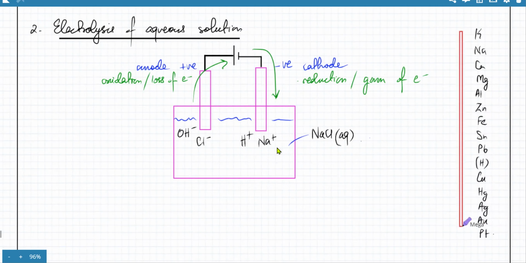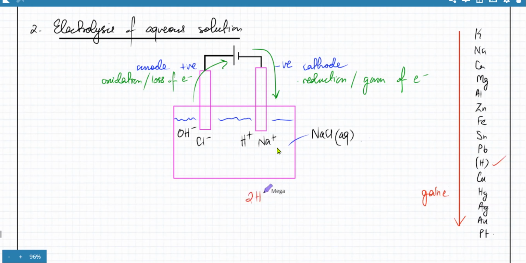And in the reactivity series, the one that's at the bottom of the reactivity series, that's the one. So who's at the bottom, Na or H? That would be the one that would gain electrons. H. Remember, H is right at the bottom. So the equation is going to be that H plus 1 would be gaining electrons.